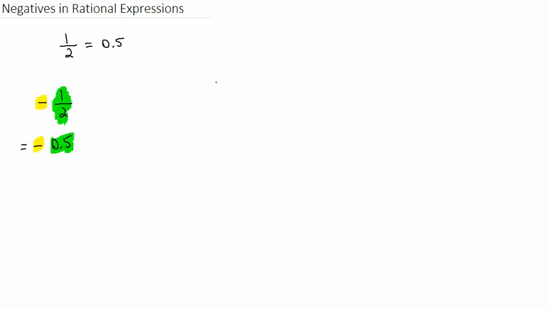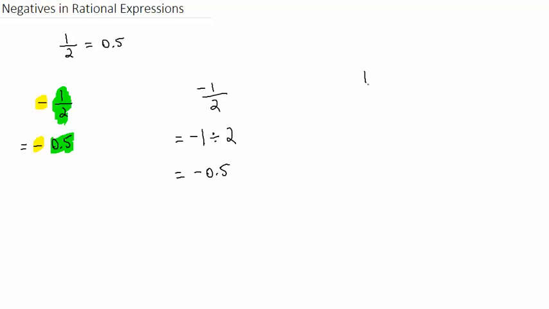Good. Let's look at what happens when our negative is on the top with the 1. What that means is negative 1 divided by 2, right? Numerator divided by denominator. Negative 1 divided by 2 is negative 0.5. 1 divided by 2 is 0.5, and so negative 1 divided by 2 is negative 0.5, because a negative divided by a positive is a negative, okay?